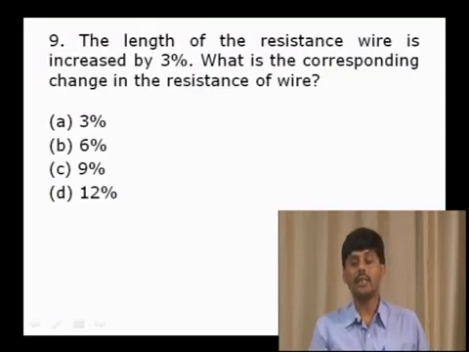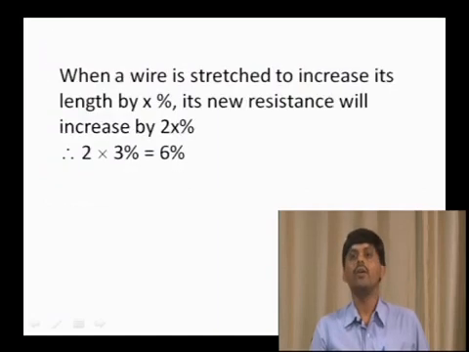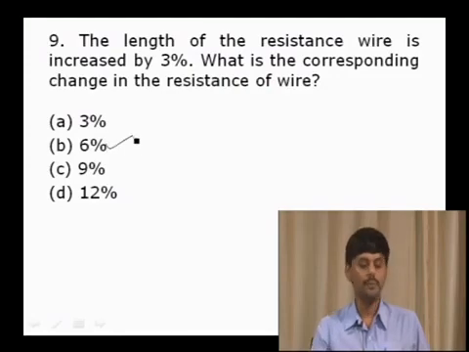I have already discussed the same problem in the synopsis. That is called stretching of the wire. Here they increase the length by 3%. Say, for example, if X% of length is increased, its new resistance increases by 2X%. By taking the help of that concept, we can easily solve this question. When a wire is stretched to increase its length by X%, its new resistance increases by 2X%. Therefore, 2 into the original 3%, 2 into 3 is equal to 6%. Therefore, the correct option is B.